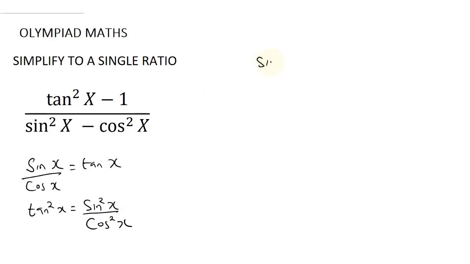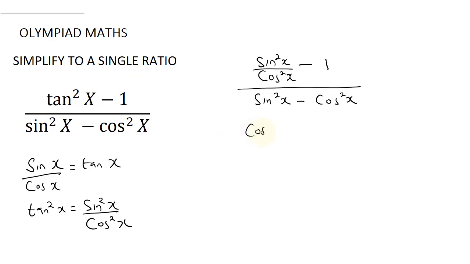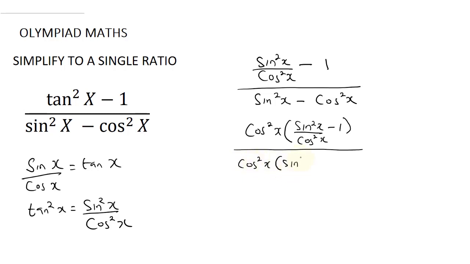So this would be sine squared x over cos squared x minus 1 all divided by sine squared x minus cos squared x. So we are going to be multiplying the numerator and denominator with cos squared x. So I will do cos squared x multiplied by sine squared x all over cos squared x minus 1 all divided by, here we are going to also do the same thing here, cos squared x multiplied by sine squared x minus cos squared x.